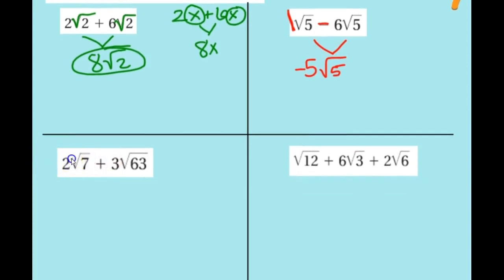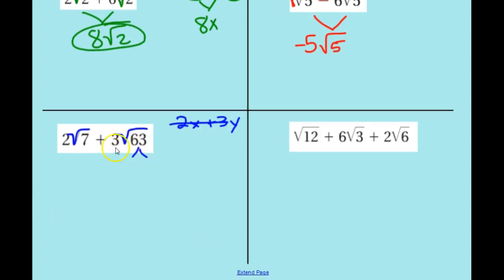Alright, this next one, we don't have the same number underneath the square root. That's like trying to say 2x plus 3y. What do you have? Well, you can't combine them. They're not like terms. So we need to simplify this 63 if we can first.